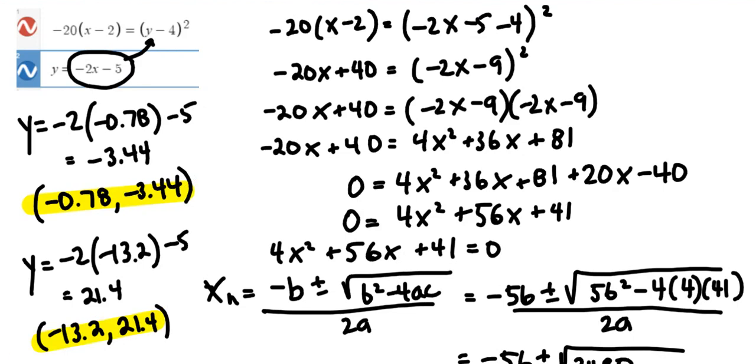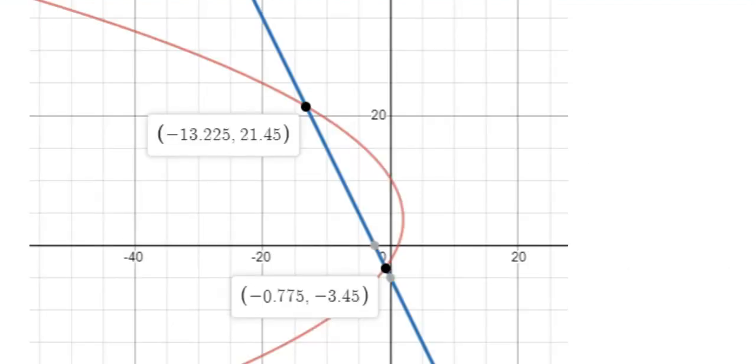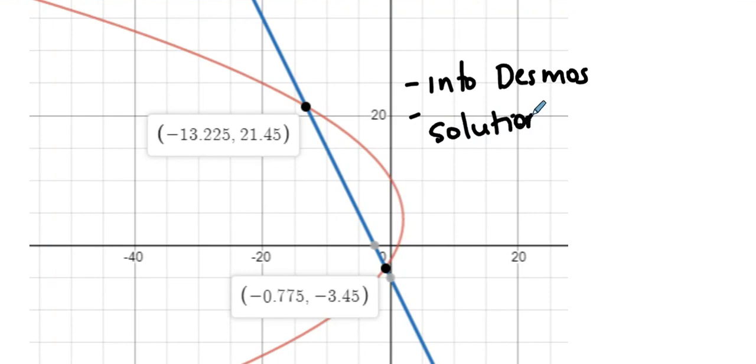Now, there we go. Negative 13.2, 21.4, negative 0.78, and 3.44. So what I actually did before I started the video is I entered each equation into Desmos, and then I clicked on the points, so you actually get the solutions. And the reason I did this is obviously to check my work.